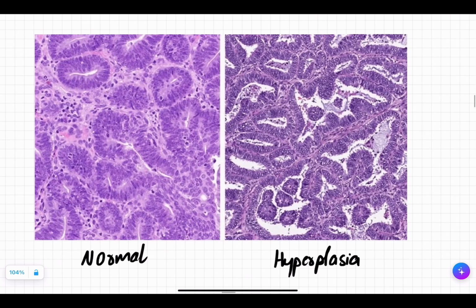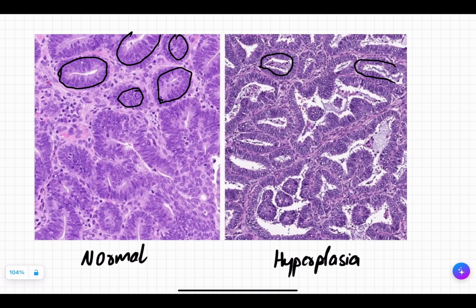Now let's see this photograph. In the first photograph, you see these are the glands made of cells. By the way, this is your endometrium. And you see here, what is the difference between the first picture and the second picture? In the first picture, you see lesser glands, and in the second picture, you see there are a large number of glands.